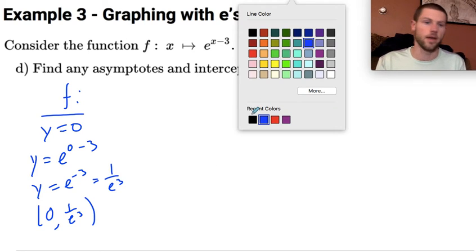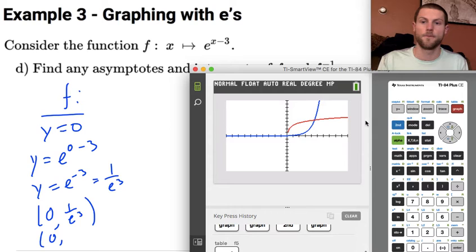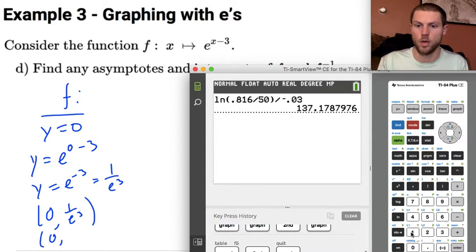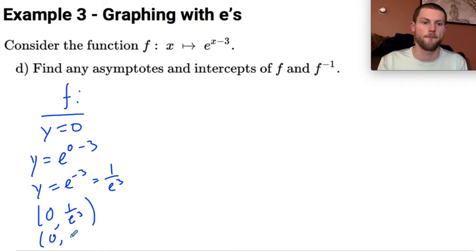I can also punch in to get an idea of what that value is. Let's type that into the calculator: 1 divided by e to the third power. And this is what it is, 0.0498. So it's roughly, approximately equal to this.